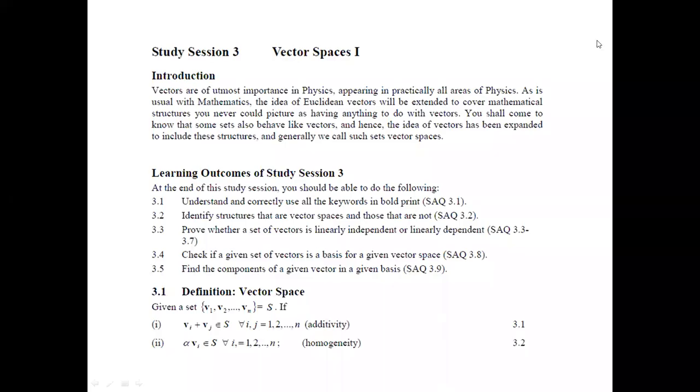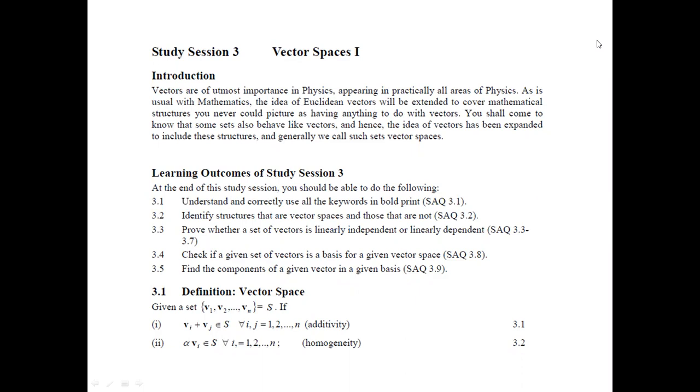We shall be starting this course in vector spaces 1. We are familiar with the 1, 2, or 3-dimensional vector space. And we are going to see in this chapter, in this study session, how we can also look at things that look like vectors and define them as vectors.